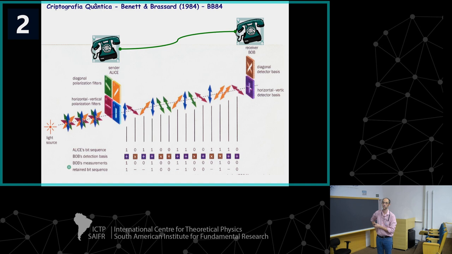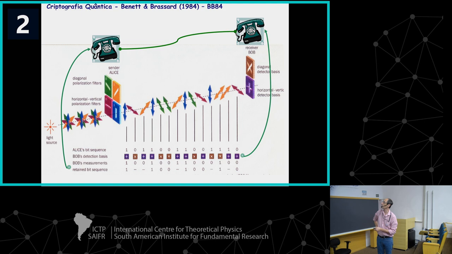Now what Bob does is to announce publicly what's the sequence of bases that he has chosen. And Alice answers back when Bob coincided with the basis that Alice prepared the bit. So this bit was prepared and read in the same basis. This not. This yes. This not. This yes. And so on and so forth. So only these bits will be kept.